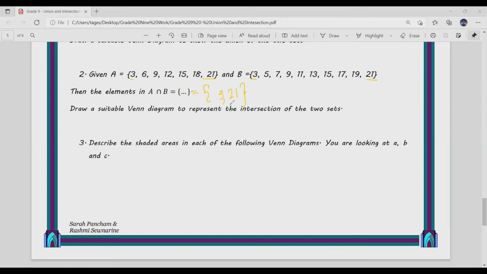Now we have to draw a suitable Venn diagram to represent the intersection of the two sets. I'm going to draw the Venn diagram at the bottom here. So number 2 Venn diagram is being drawn here. Don't forget your union sign. Let me just get this properly.